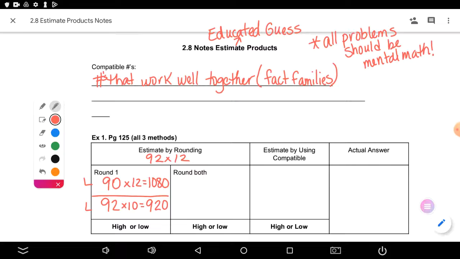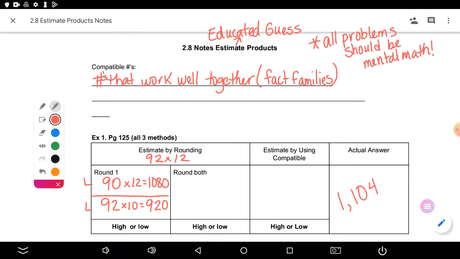I'm going to give you the actual just so we can compare as we're working these. 92 times 12 is 1,104. 1,104 is the actual. Which one was the closest estimate? Waylon? 1,080. Yeah, 1,080. But are both of them okay? Both of those are okay estimates.